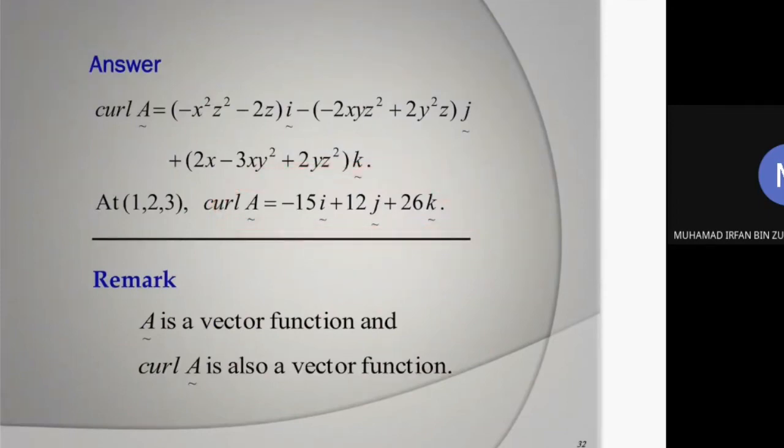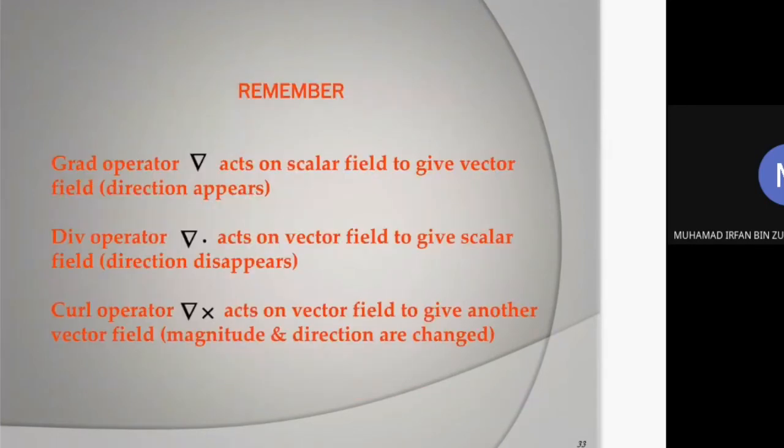So A is a vector function and curl A is also a vector function. The gradient operator acts on a scalar field to give a vector field. And then the divergence operator, nabla dot, acts on a vector field to give a scalar field. So you get a scalar. And the curl operator acts on a vector field to give another vector field. Okay, magnitude and direction of change.